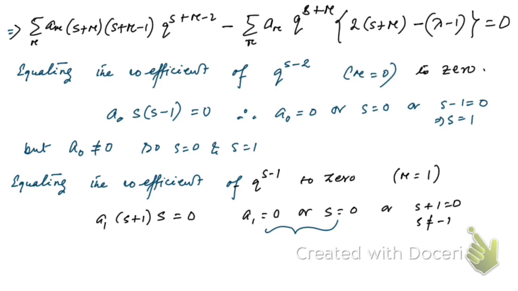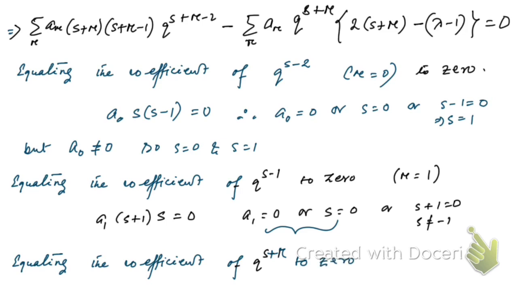Now equating the coefficient of q to the power s plus r to 0, we need to replace r by r plus 2. Okay, then let me copy this line and go to the next slide.